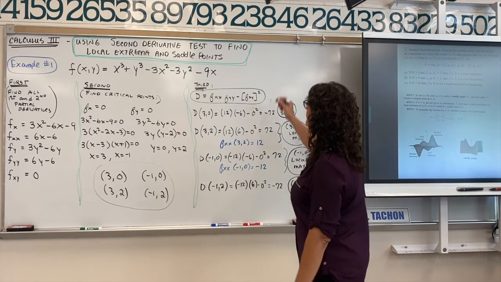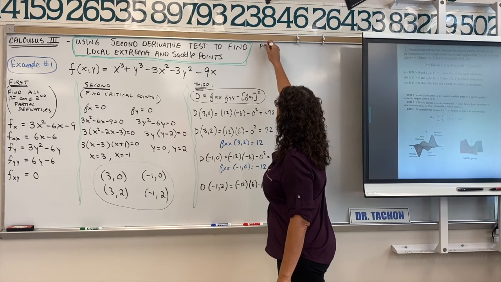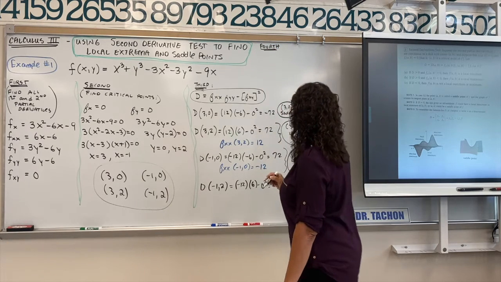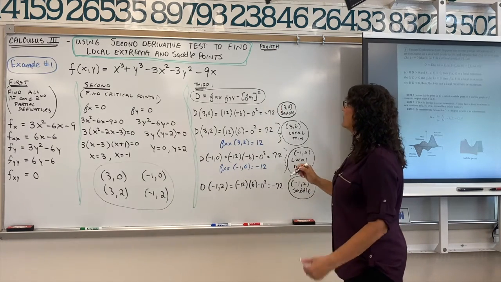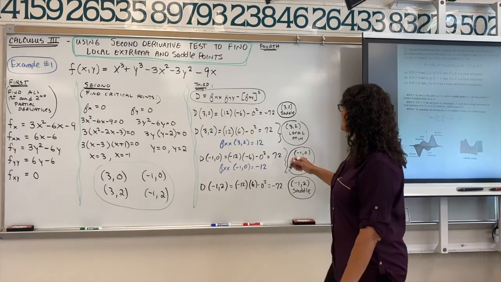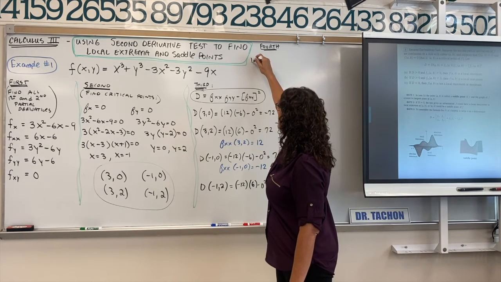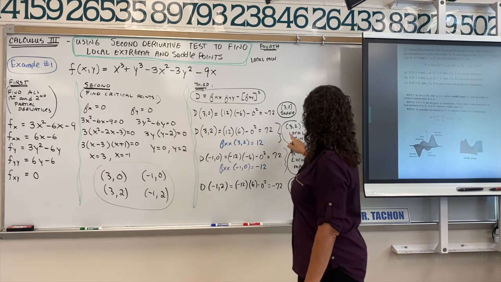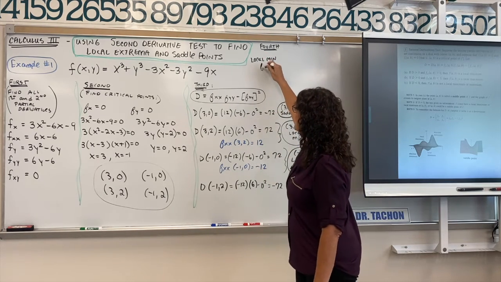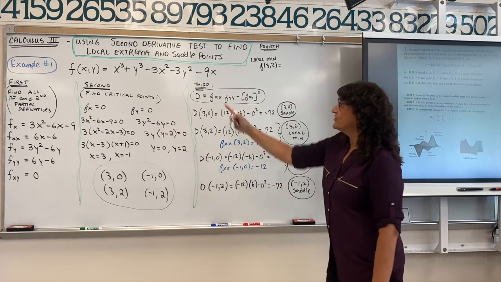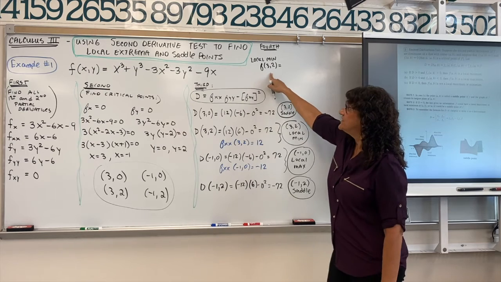I'm running out of space here, so let me see if I can fit the fourth step up here. Okay, we know our saddle points and where they are. We know we have a local minimum at 3, 2. So when x is 3 and y is 2, let's plug it into our multivariable function and see what we have.